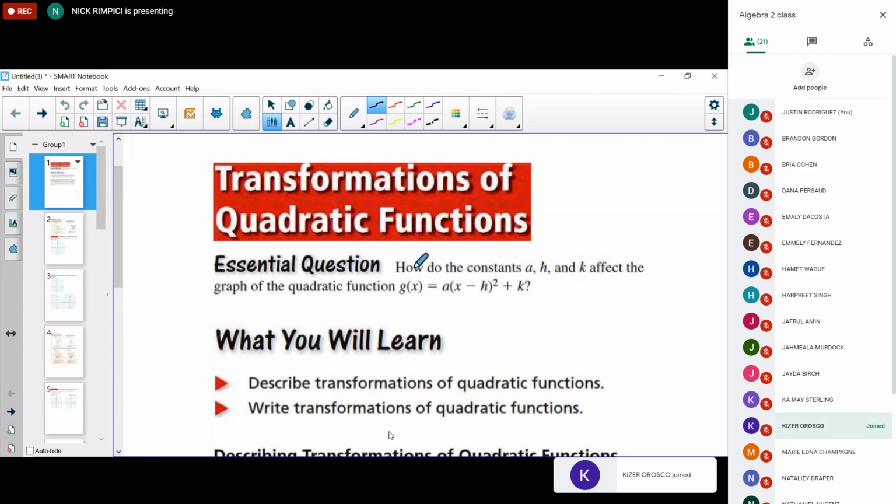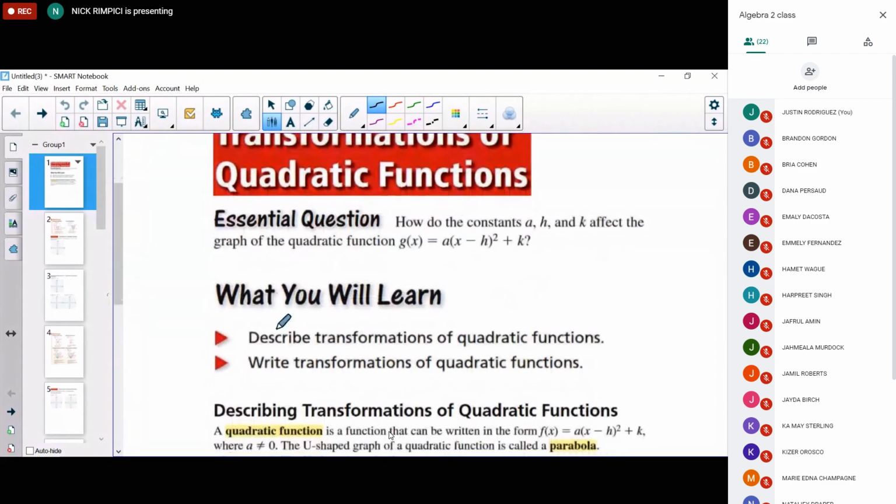For today, we're looking at how the constants a, h, and k affect the graph of a quadratic function. Well, we're not going to get to take care of a today. That'll be tomorrow. So today we're going to look at h and k and how they affect the quadratic. I'm just going to be describing transformations of quadratic functions today. I'm not going to be writing these. That'll be tomorrow. So today is just going to be describing the transformations.